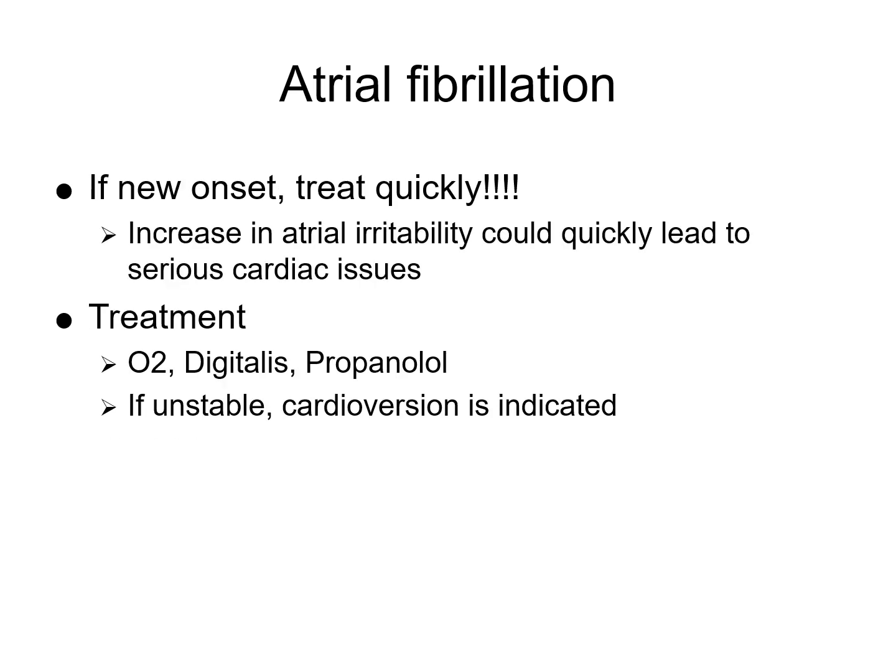So if they're unstable, we need to consider cardioversion. Again, with this one we would do biphasic. So the meds that we would consider are beta blocker, calcium channel blocker, amiodarone, also oxygen, possible digitalis, and propranolol. This can lead to an MI or ischemia. Also, don't forget your blood thinners.